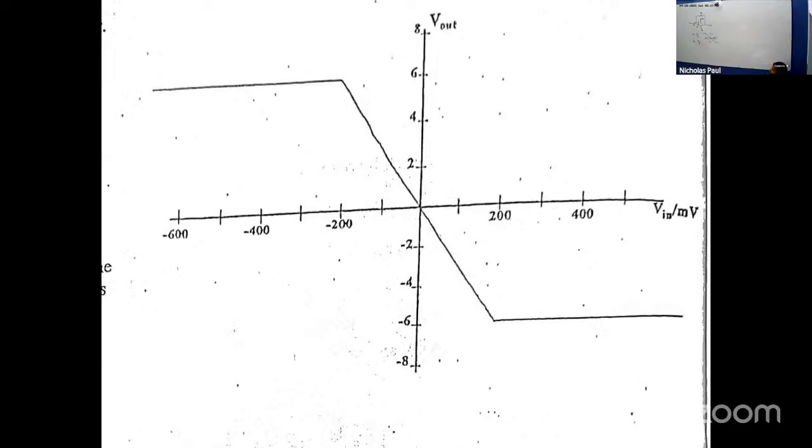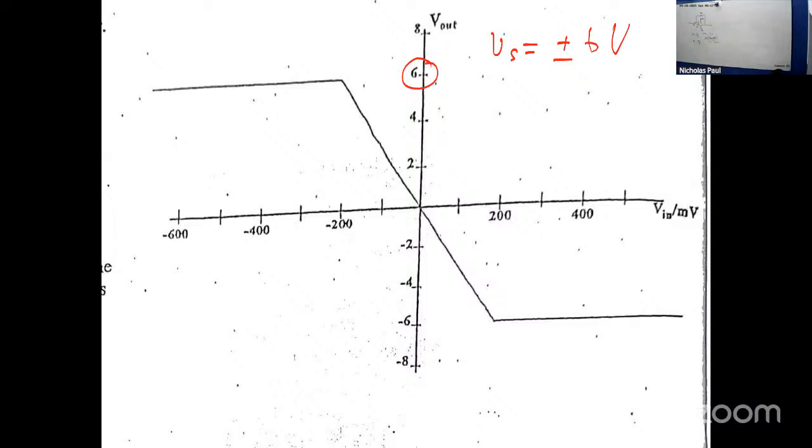So number 1, could you all tell me the maximum supply on this graph? 6, very good. So VS is positive 6 and what else? What's the lowest value? Minus 6, very good. Right, gain. How will you get gain from this graph, Jacob? V out and V in, very good.